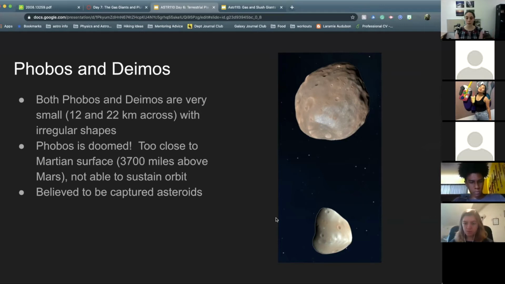We think that both Phobos and Deimos are captured asteroids. So they're small enough, and Mars is closer to the asteroid belt, so at some point maybe some smaller asteroids got close enough to Mars that Mars was able to gravitationally hold on to them and they became moons of Mars instead of nearby asteroids.